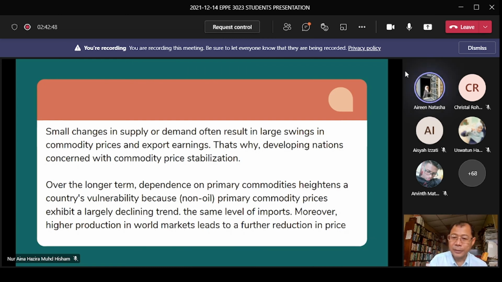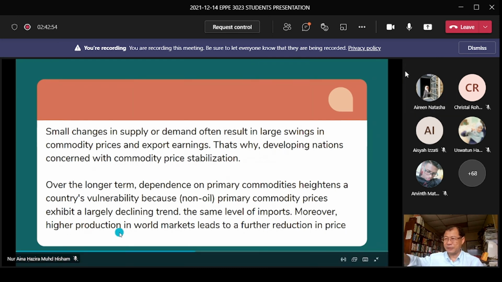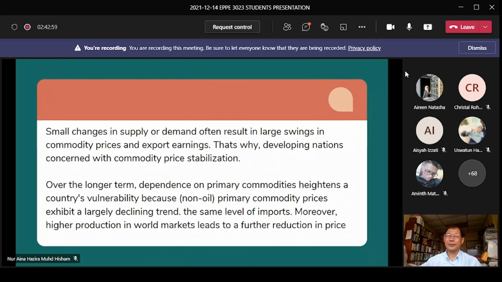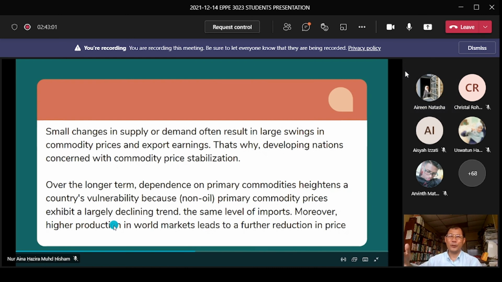Let me qualify why we always put non-oil in the bracket. We take oil as a separate thing because oil is a special kind of commodity. Everywhere in the world we use oil, especially now in the winter, more oil will be consumed for heating and so on. So oil, we take it as a special case. That's why we put it in the bracket.